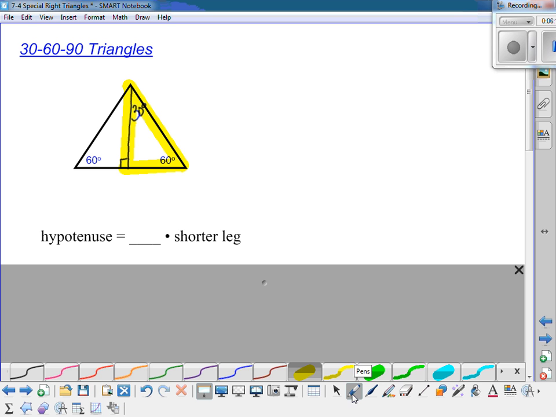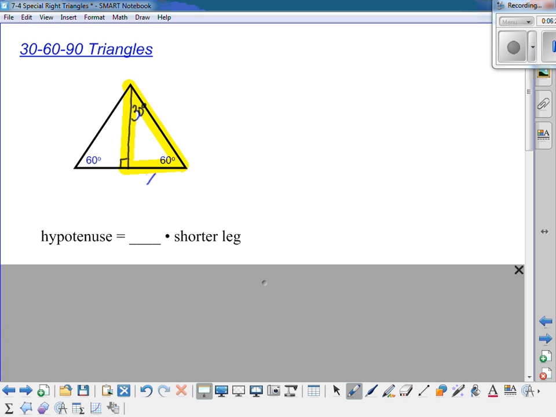Well, if I let the short leg equal x, and my altitude cut the side in half, so that means this half would also be x, then the whole side would be 2x. And so the hypotenuse of my 30, 60, 90 triangle would also be 2x, because it's an equilateral triangle. So it turns out that the hypotenuse is always going to be 2 times the shorter leg.